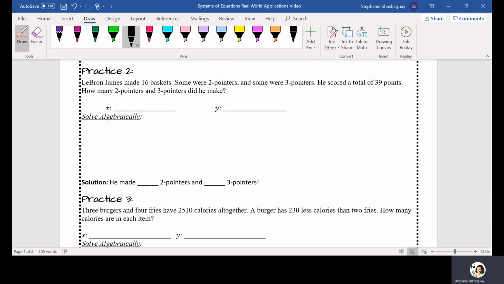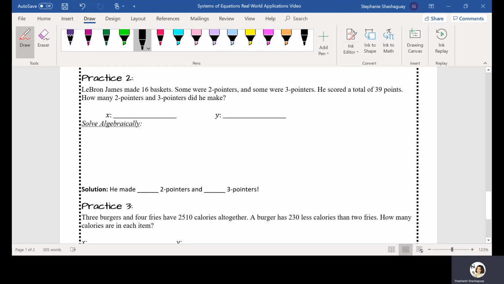Okay, now we're going to finish practice problem 2 and 3. All right, so LeBron James made 16 baskets. Some were 2-pointers and some were 3-pointers. He scored a total of 39 points. How many 2-pointers and 3-pointers did he make?